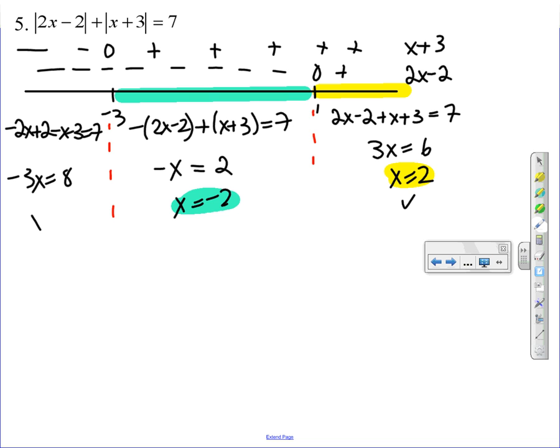And then lastly, here we get minus 3x equals 2 minus 3 is minus 1, add 1, 8. Negative 8 thirds. Well, that is not in the interval less than minus 3, so we would have to reject that answer, and it wouldn't be part of the solution set.